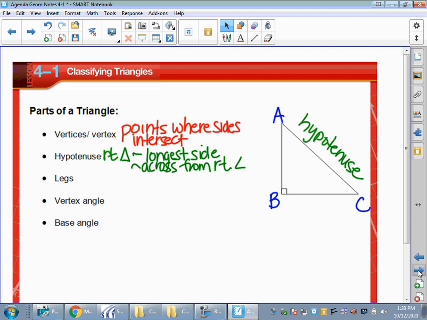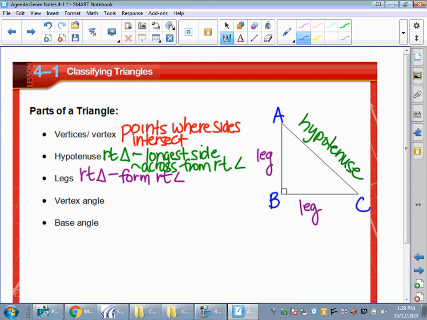Legs, however, we can have in a couple places. So legs in a right triangle form the right angle. So side AB would be a leg and side BC would be a leg. We all know that, right? From a squared plus b squared equals c squared. We know the sum of the squares of the legs equals the hypotenuse squared. We know legs in a right triangle.